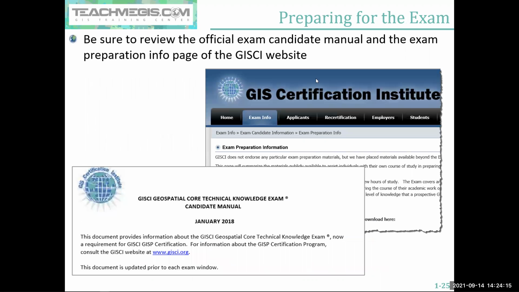Be sure to review the official exam candidate manual and the exam preparation info page of the GISCI website before you go in to take the exam. But way before, right? In your process of preparing for the exam. It's important to note that they close registrations for the exam 2 weeks before it starts. So make sure you register early. You can't make a last minute decision and go in and take the test. 2 weeks early.